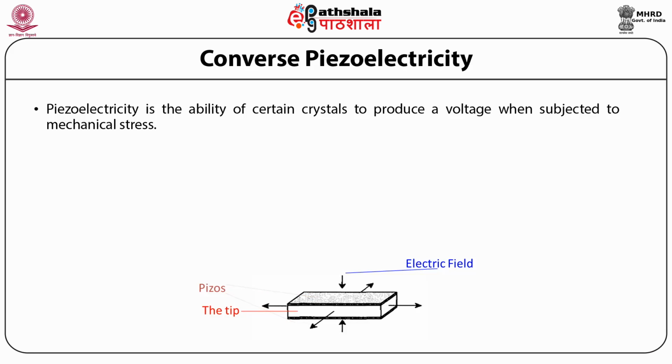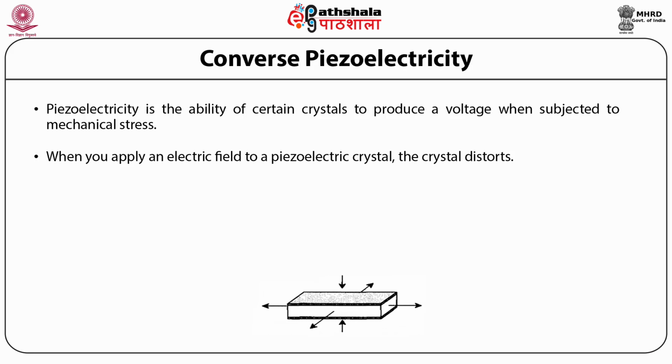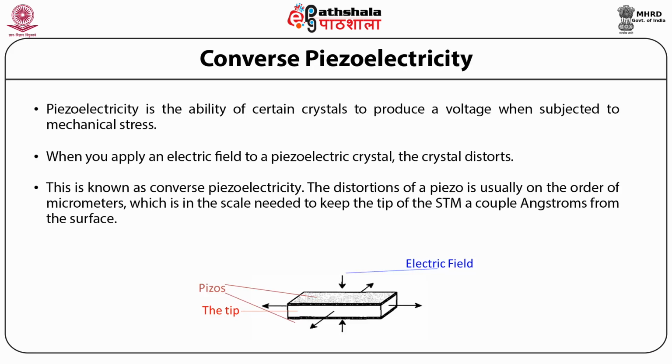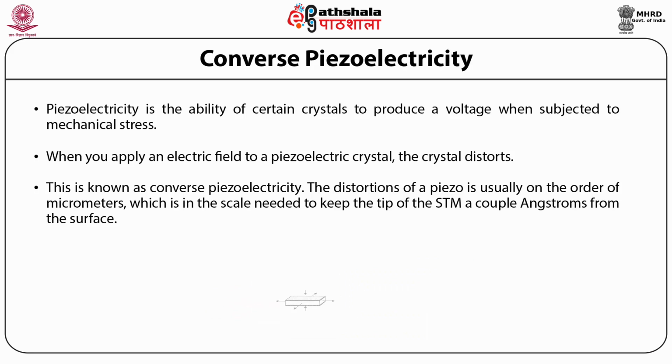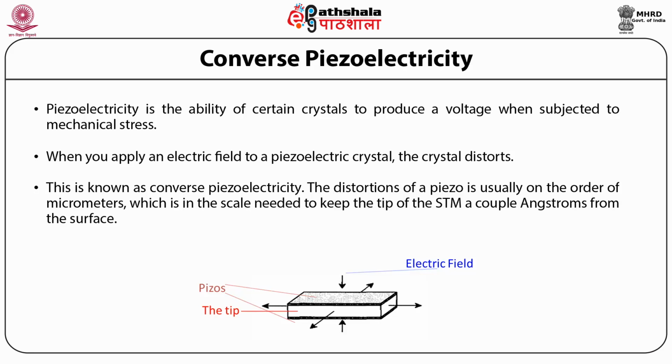Piezoelectricity is the ability of certain crystals to produce a voltage when subjected to mechanical stress. So when you apply an electric field to a piezoelectric crystal, the crystal distorts, as shown in the figure. This is known as converse piezoelectricity. The distortion of a piezo is usually of the order of micrometers, which is the scale needed to keep the tip of the STM a couple of angstroms from the surface.